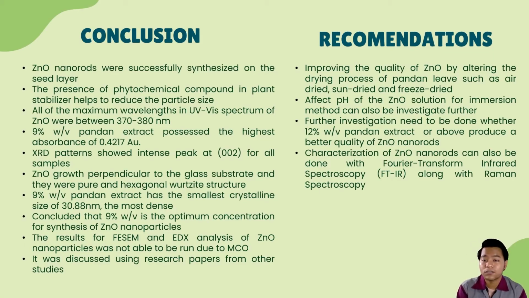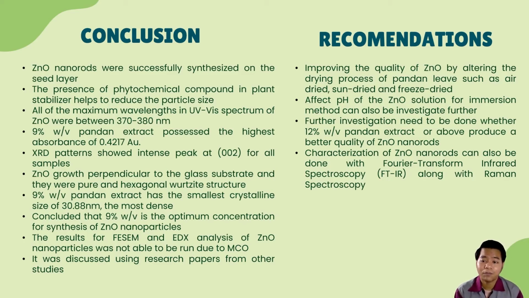Conclusion. First, zinc oxide nanorods were successfully synthesized on the seed layer. The presence of phytochemical compounds in plant stabilizers helps to reduce the particle size. All of the maximum wavelengths in the UV spectrum of zinc oxide were between 370 and 380 nanometer. 9% weight per volume Pandan extract possesses the highest absorbance of 0.4217 arbitrary unit. The XRD pattern showed an intense peak at 002 for all samples. In addition, the zinc oxide grew perpendicular to the glass substrate, and they were pure with a hexagonal structure.